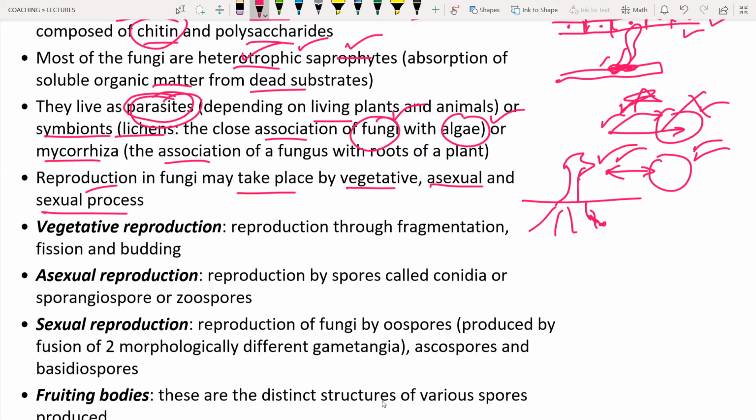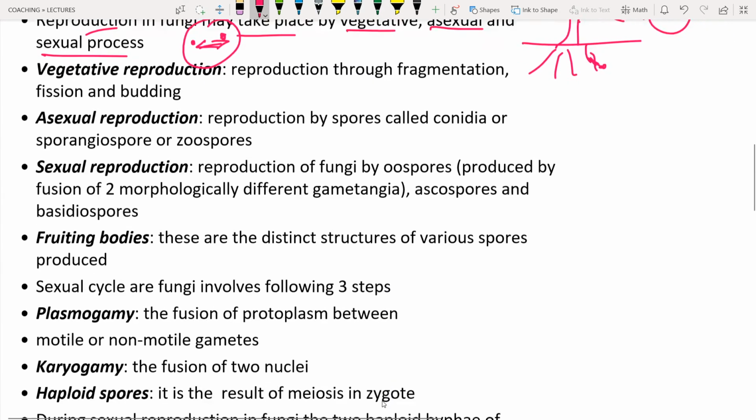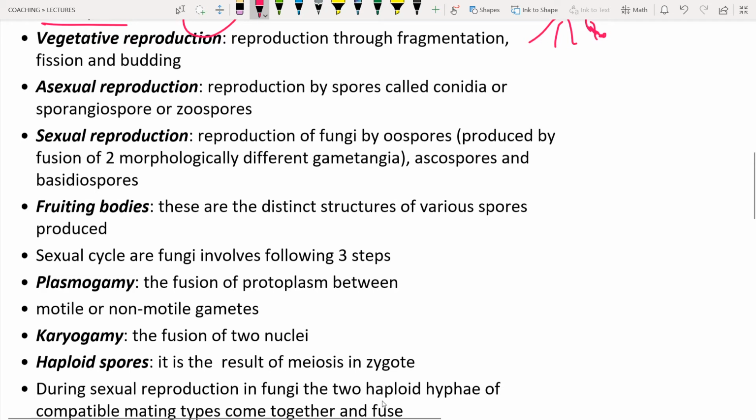Okay, sexual process means there is a union of the gametes, so there is an exchange of the genetic material between the two organisms. If such an exchange of genetic material is present, that is known as sexual process. Okay, mainly exchanging of the genetic material. Okay, so vegetative reproduction. First we will discuss the vegetative reproduction. So reproduction through fragmentation, fission and also budding.